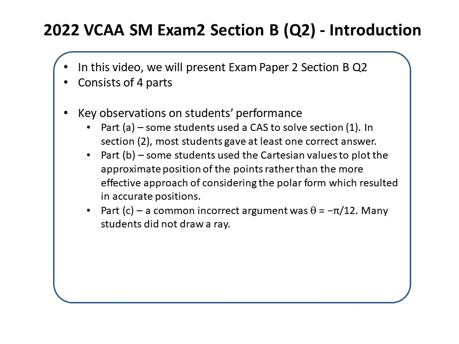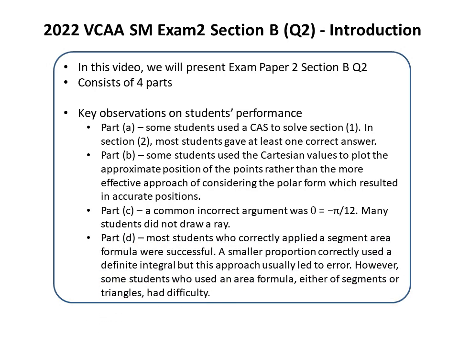A common incorrect argument in part C was theta equals negative pi over 12. Many students did not draw a ray. In part D, most students who correctly applied the segment area formula were successful. A smaller portion correctly used a definite integral, but this approach usually led to error. However, some students who used the area formula, either of segments or triangles, had difficulty.